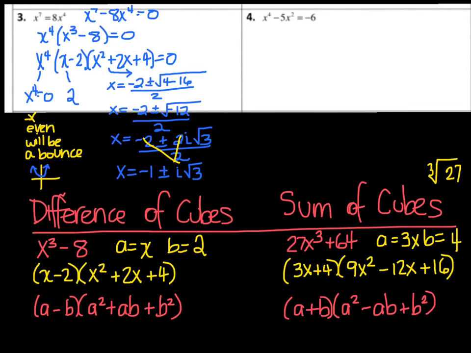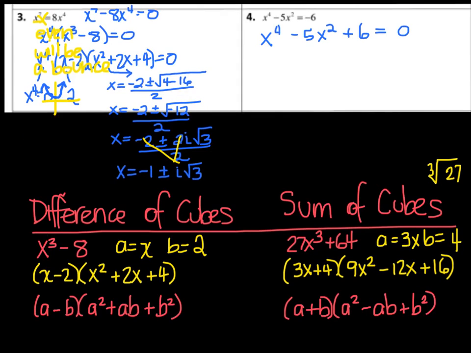Okay, let's do number 4. I'm going to add that 6. And I have a trinomial. Now, if you notice, we have already factored things like this. So if it's a trinomial, I can open up two binomials. I know that x to the fourth is going to be x squared times x squared.